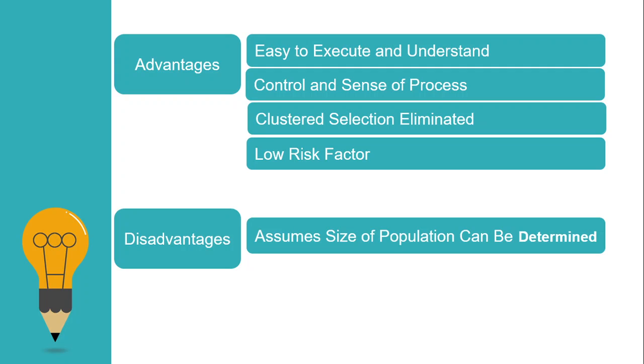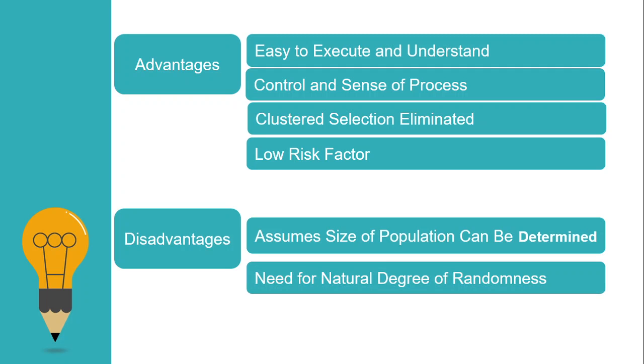Disadvantages: the size of the population must be determinable. The systematic method assumes the size of the population is available or can be reasonably approximated. For instance, suppose researchers want to study the size of rats in a given area. If they don't have any idea how many rats there are, they cannot systematically select a starting point or interval size. So it's sometimes difficult, and we cannot determine it.